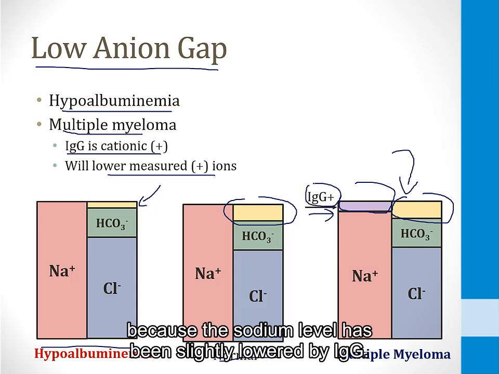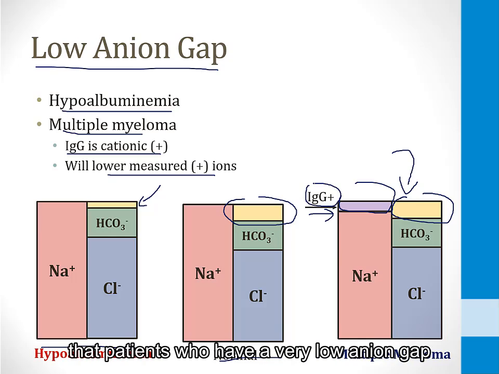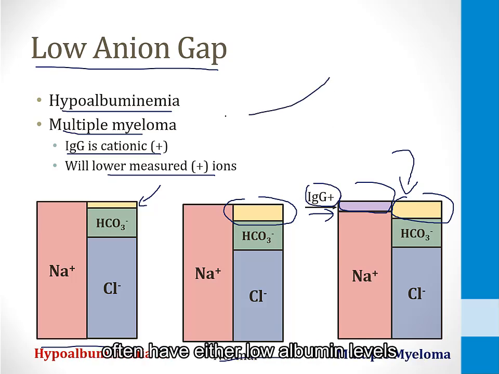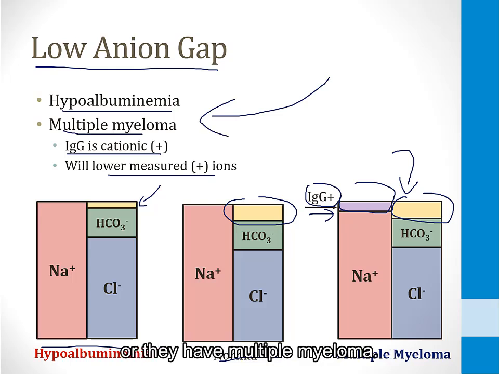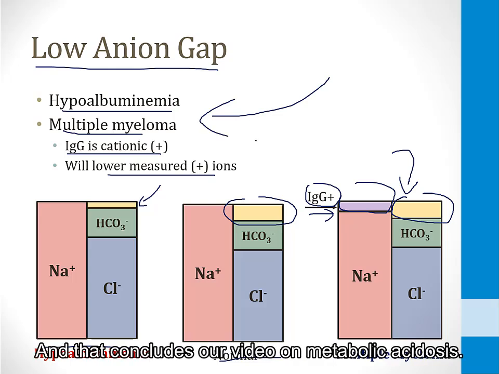by IgG. So key point, and it's high yield for your boards to know, that patients who have a very low anion gap often have either low albumin levels or they have multiple myeloma. And that concludes our video on metabolic acidosis.